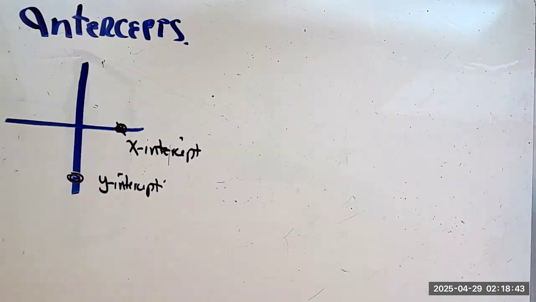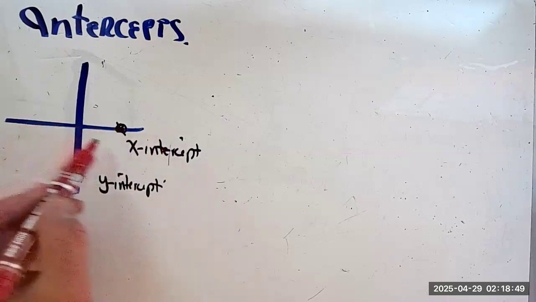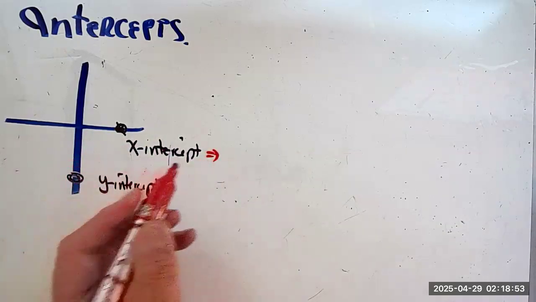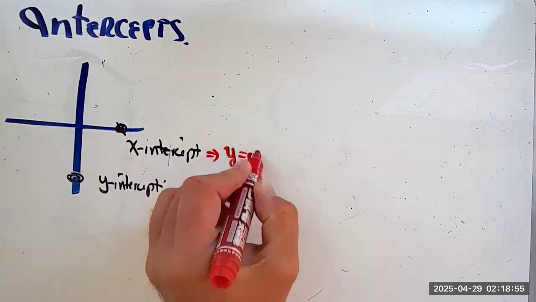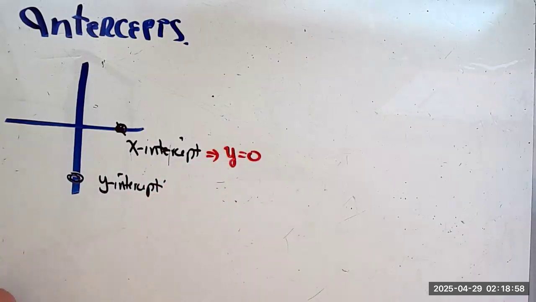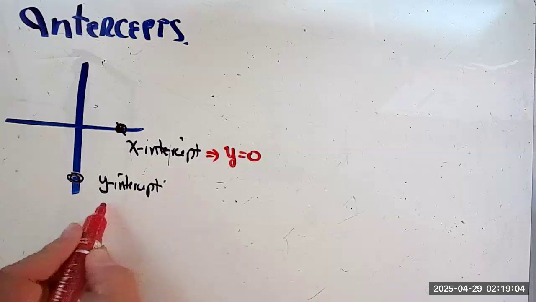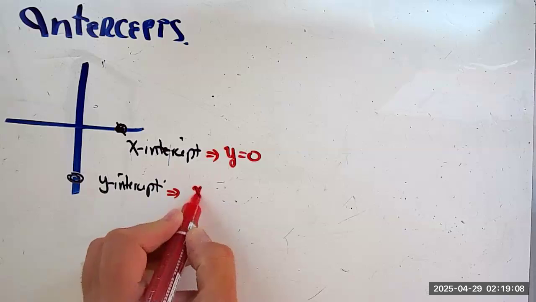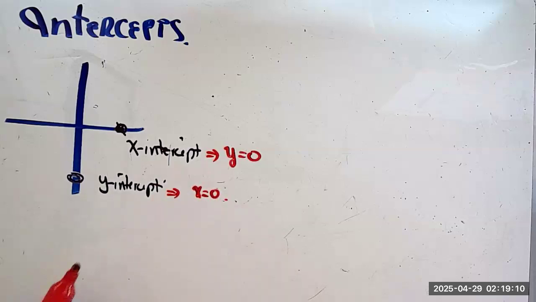What is so unique about those two points? Very straightforward. Notice that the value of y at the x-intercept is always 0. So how do I find the x-intercept? We always make y equals 0. Likewise, how do I find the y-intercept? Notice that the value of x there is always 0. So we always make x equals 0.